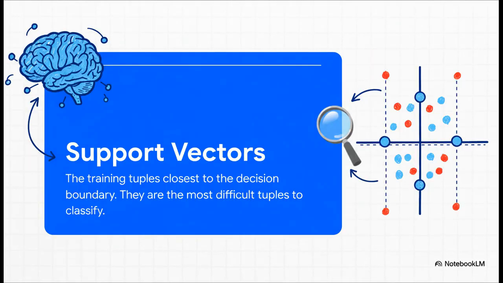And these points, the ones right on the edge of that street, they're the VIPs. They are called support vectors. Why? Because they are the only ones that matter. They're the critical data points that literally support and define the exact position of that perfect line. You could move any of the other dots around, and the line wouldn't change one bit. But if you move a support vector, the whole solution changes with it.